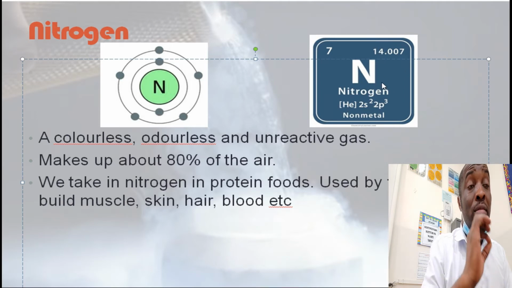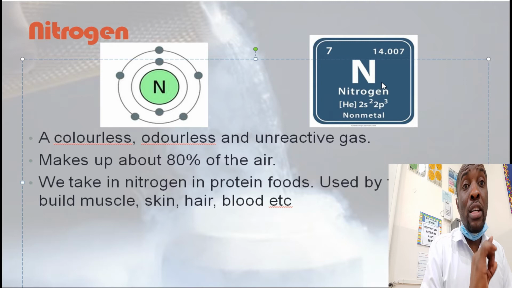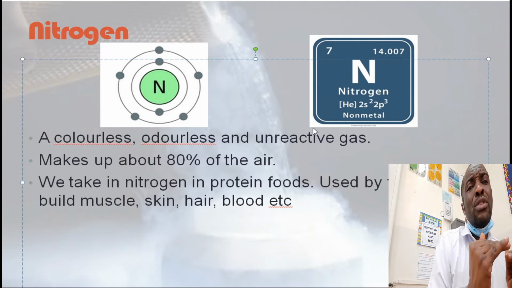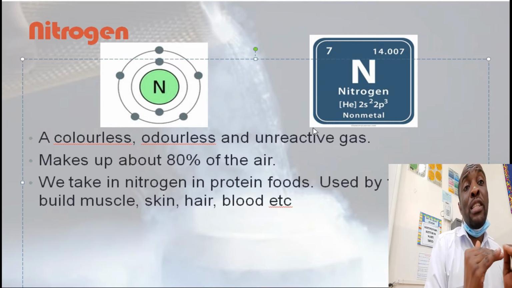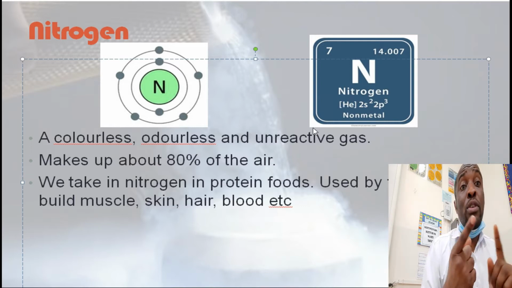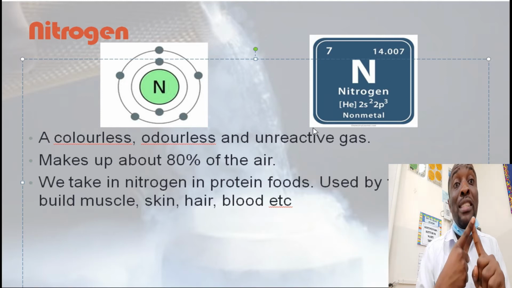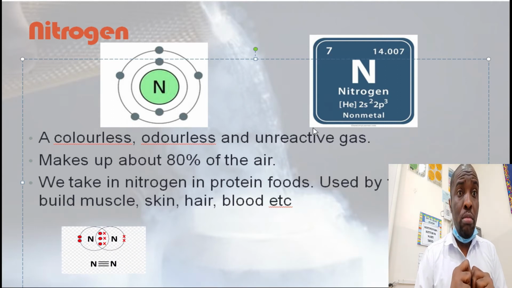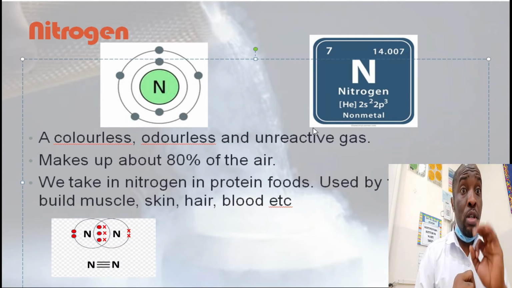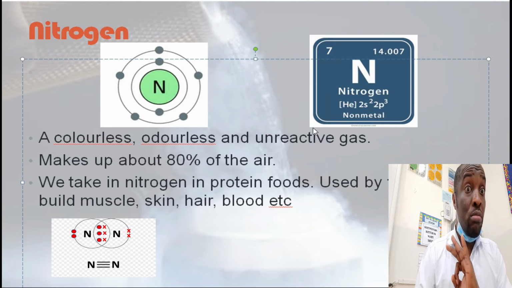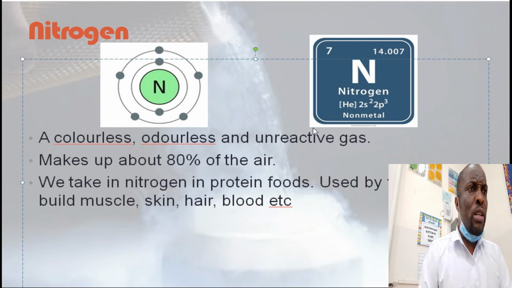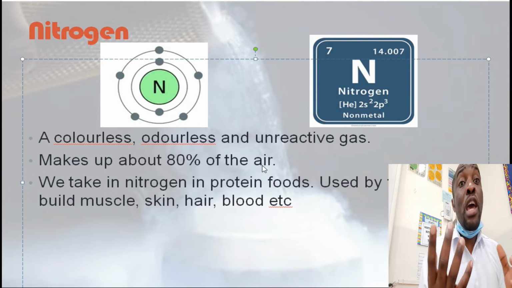That is our nitrogen. It is colorless, odorless, and it also barely reacts. So sometimes we say it's an unreactive gas, but basically it barely reacts simply because of the strong covalent bond that exists between the nitrogen molecule. So take note of that. Remember, they have a triple covalent bond. The N≡N has a triple covalent bond. Good. It also makes up about 80% of the composition of air.